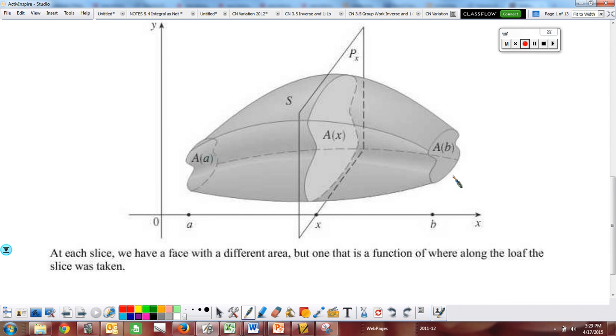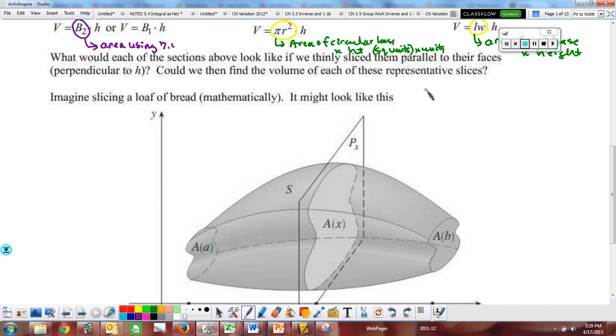The idea here is very similar to what we did when we were finding the area of an irregular region, where we used Riemann sums in order to calculate the area. If you will recall, we sliced every region into rectangles and summed up the area of each rectangle.